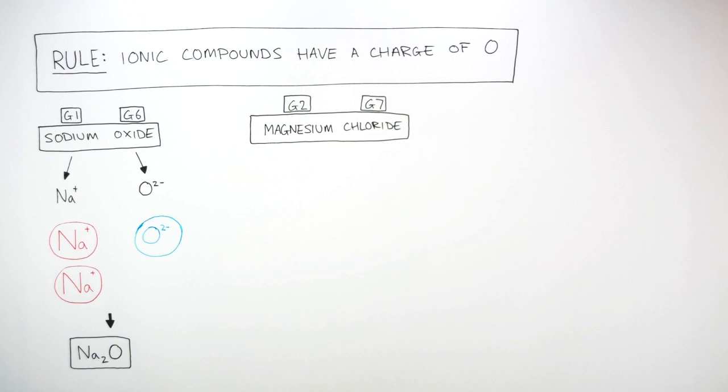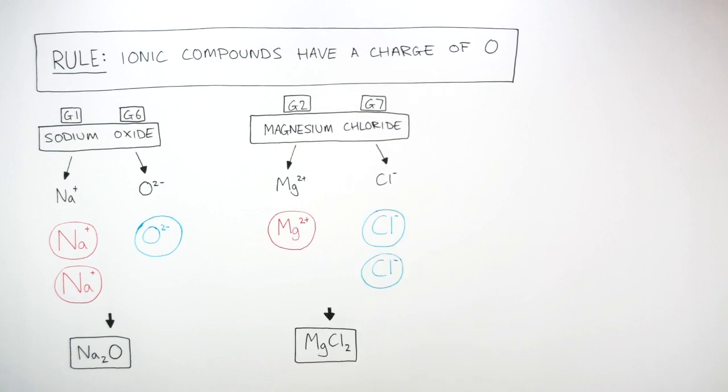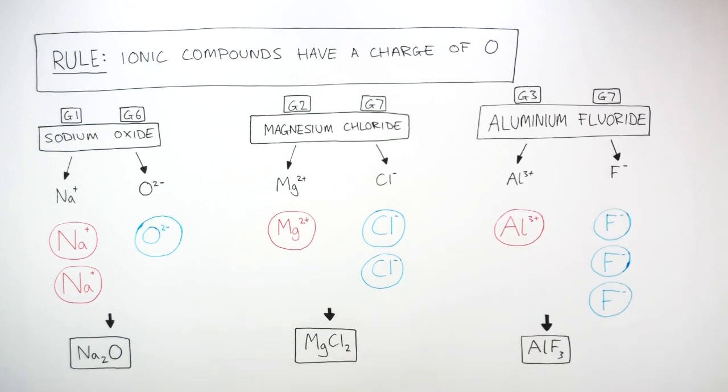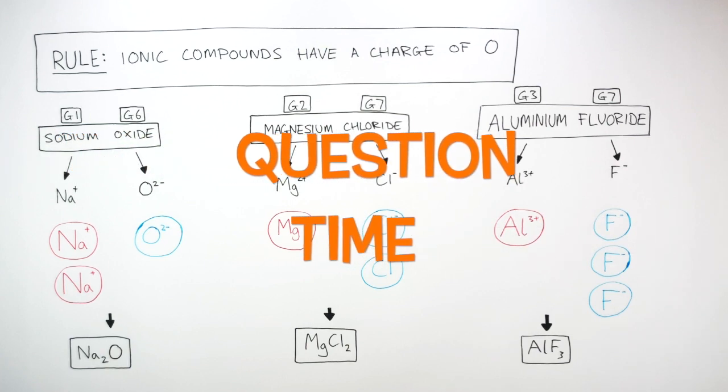Pause the video now to figure out what is the chemical formula of magnesium chloride when we know magnesium is in group 2 and chlorine is in group 7. The answers will follow. Pause the video to check your answers and make any corrections to your mistakes. Pause the video to figure out what is the chemical formula of aluminium fluoride when we know aluminium is in group 3 and fluorine is in group 7. The answers will follow. Pause the video to check your answers and make any corrections to your mistakes. It's question time. Attempt these questions to check your understanding.